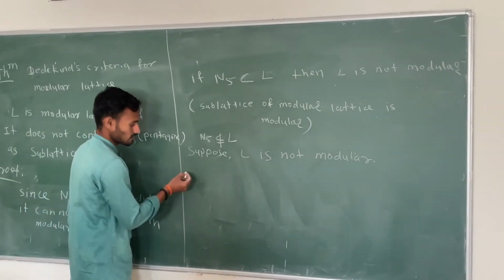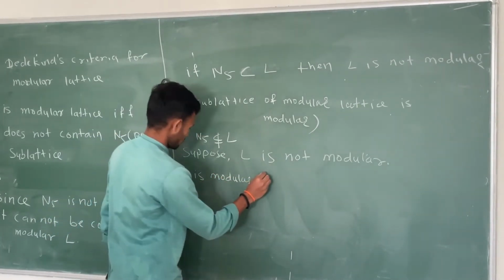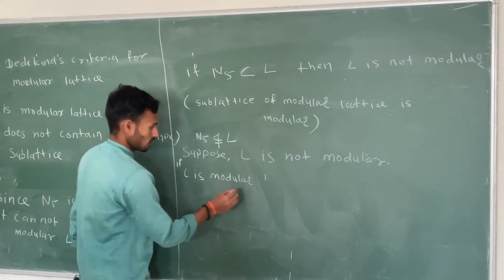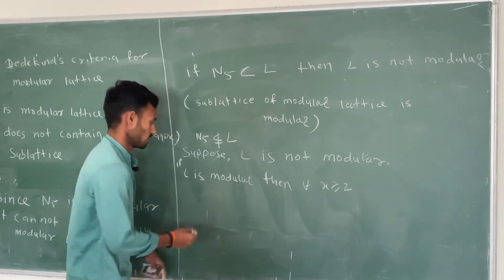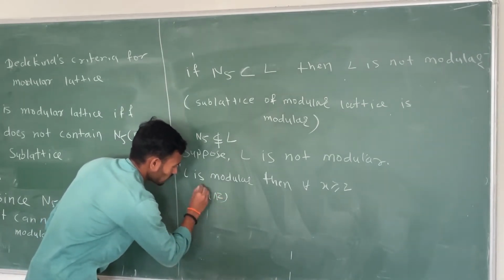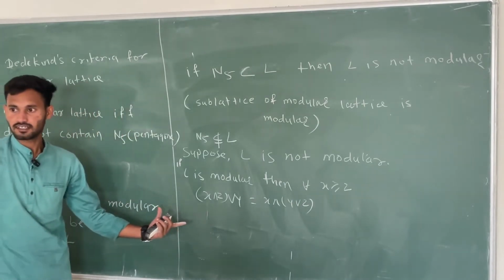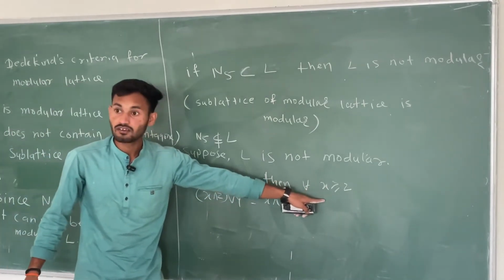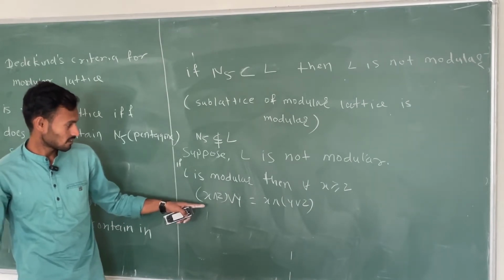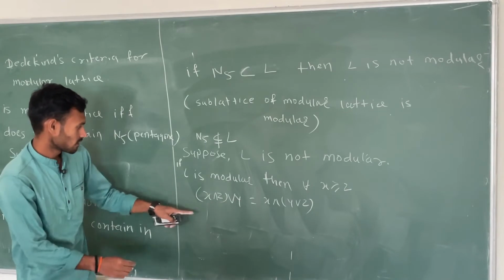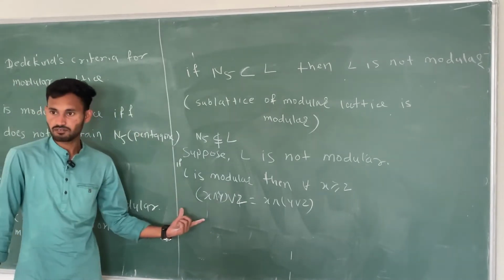Then we know the modular lattice definition. If L is modular, then for all x greater than or equal to z, x meet y join z equals x join z meet y. Is it correct? No, no. X meet y join z is correct. Here, x meet y on the left side, and z. Yes, so this is the definition of a modular lattice.